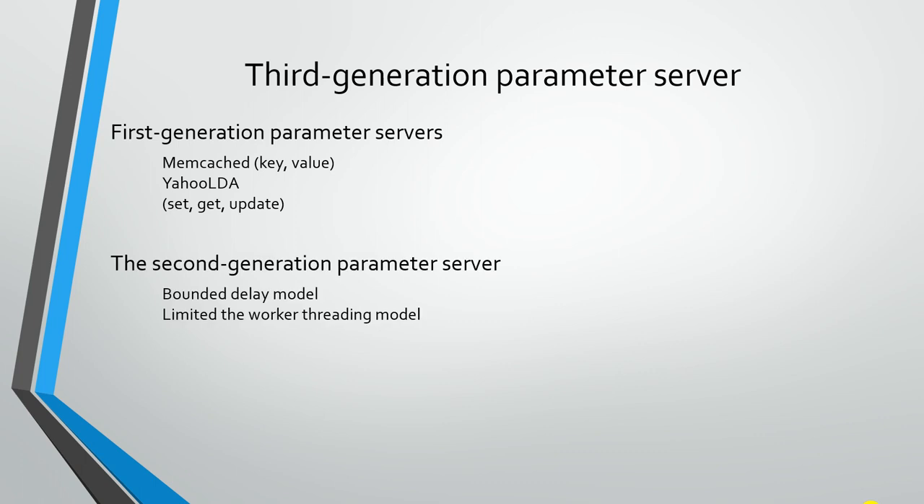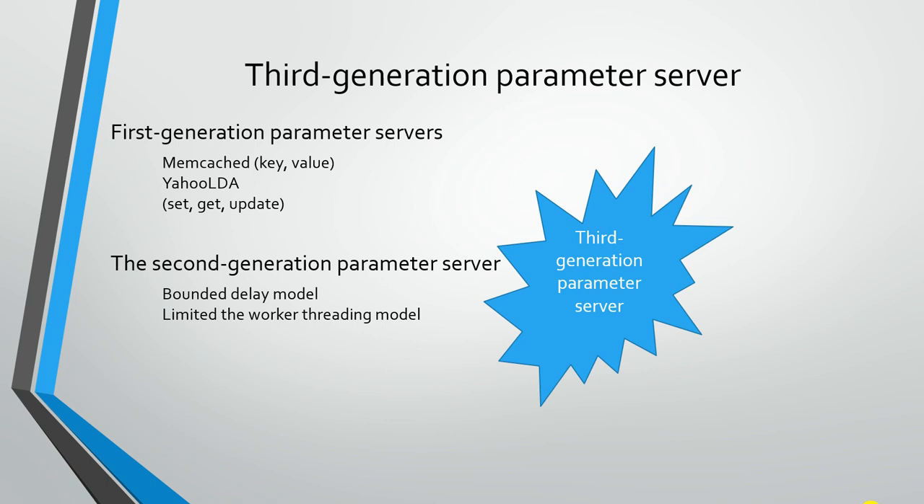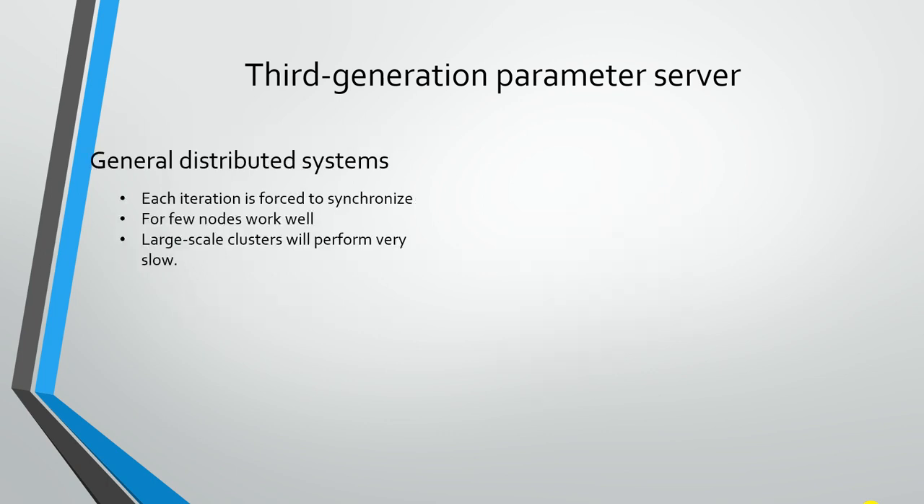Then the second generation parameter servers improved on Yahoo LDA with the bounded delay model, but further limited the worker threading model. Okay, then the third generation parameter server can solve all these limitations. Now let's compare the differences between the parameter server and the general distributed system.